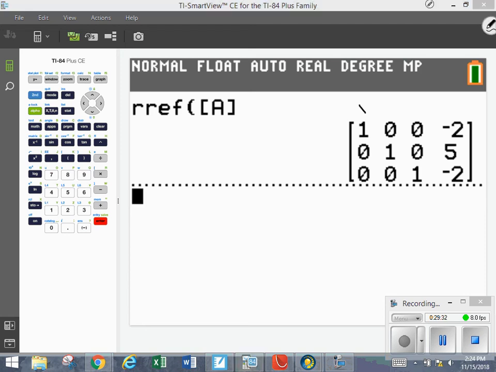How do I read this? Remember, I told you that's my x column, that's my y column, that's my z column, and that says equals that stuff, right? So this says x equals -2. This one says y equals 5. This one says z equals -2, and you've done it.